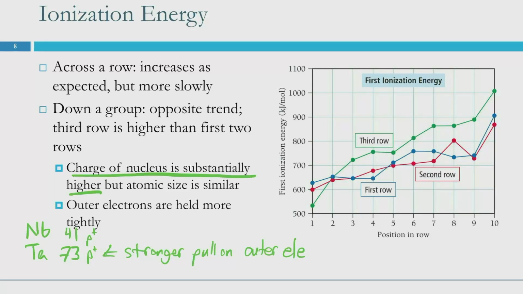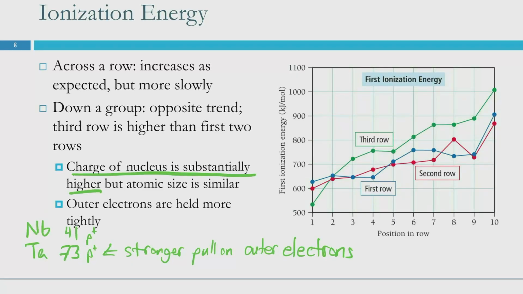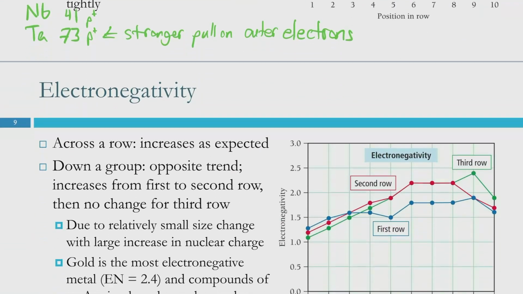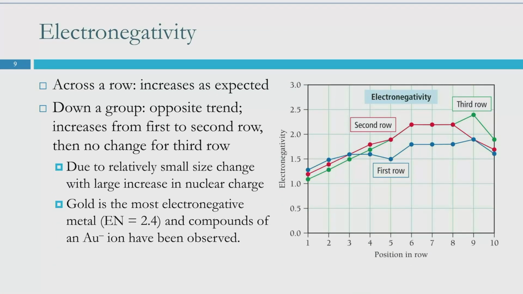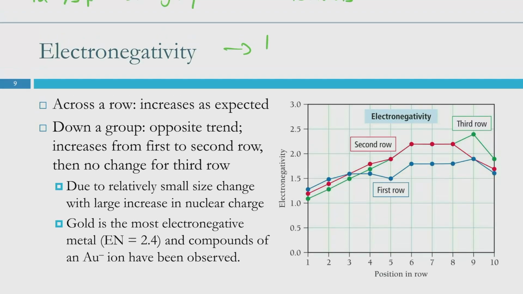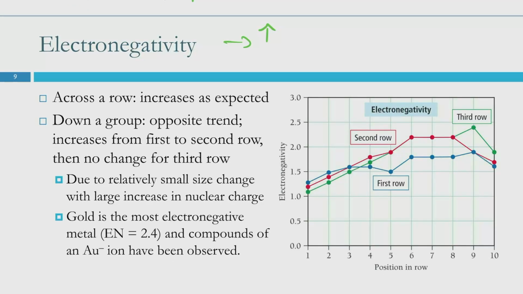So it's going to be a stronger pull or hold on our outer electrons because of those increased protons. For electronegativity, we also expect it to increase to the right and up as we're moving towards fluorine. So if we're moving across a row, it increases as we expect.